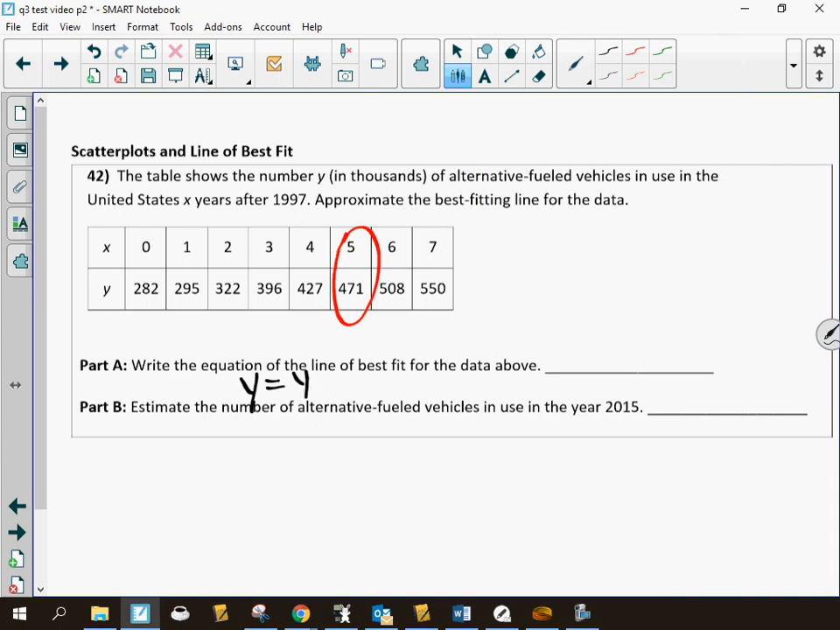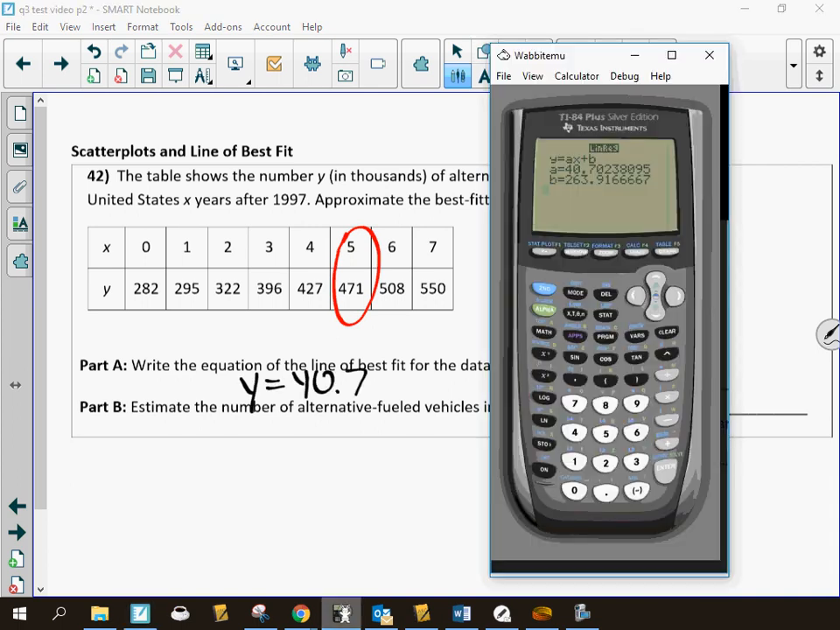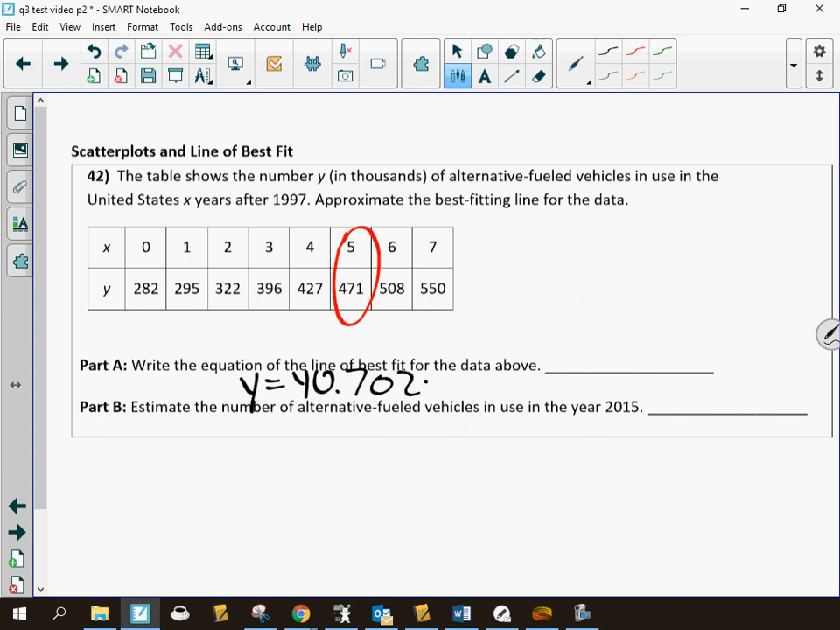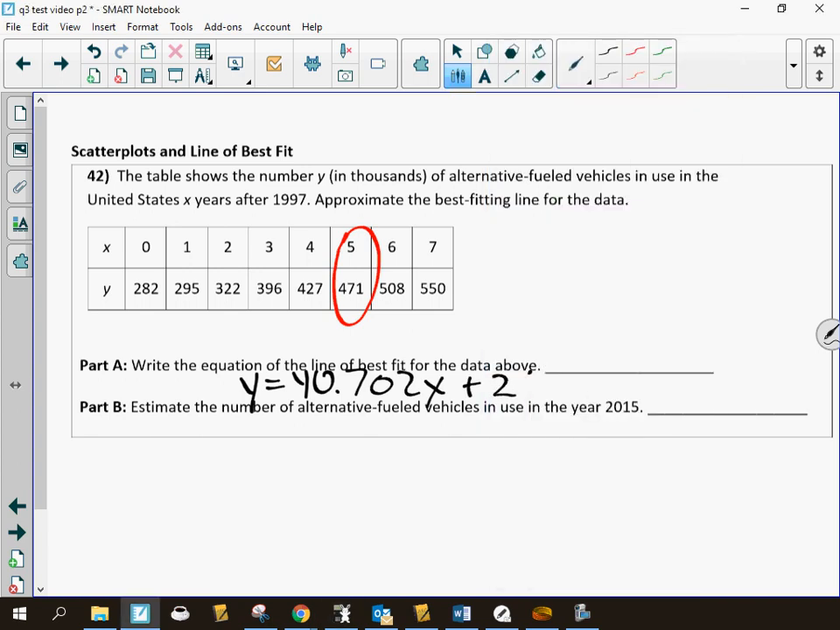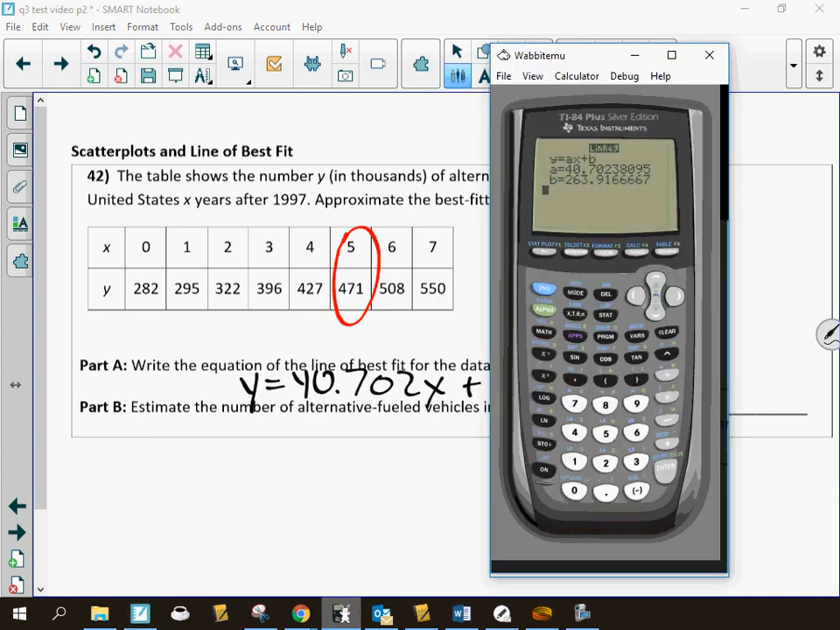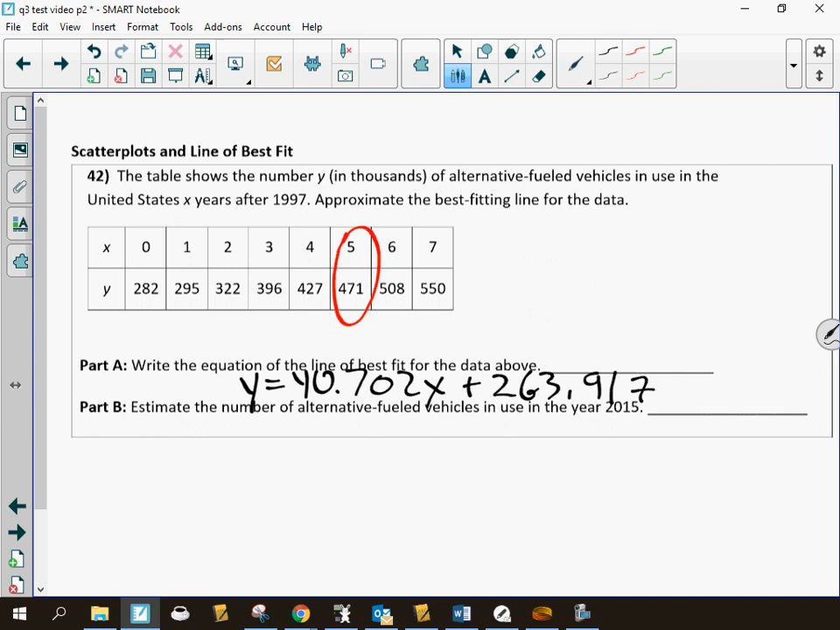Y equals 40.702x plus 263.917. In the absence of instructions, go to 3 decimal places, round to the 3rd decimal place. That's the AP standard. Estimate the number of alternatively fueled vehicles in the year 2015.